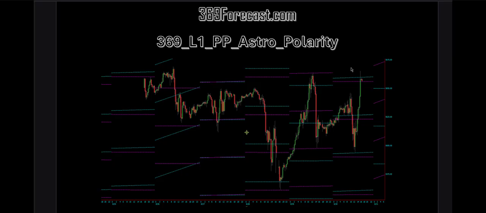Welcome to the 369 L1 Astro Polarity demonstration. This tool is consumed at the intraday level for trading.